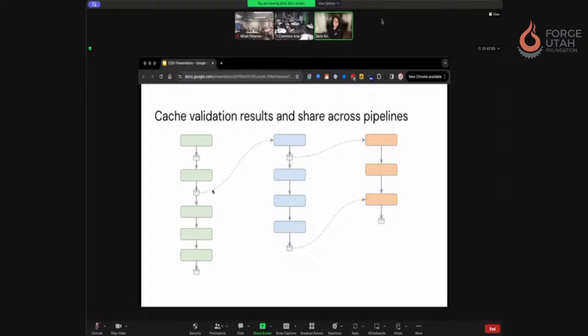We can first do the validation here. But when it comes time to run the second pipeline, assuming new data has come in, we can reuse the results that we cached here to accelerate the execution of the second pipeline. And similarly, we can cache the results here to accelerate the execution of the third pipeline.